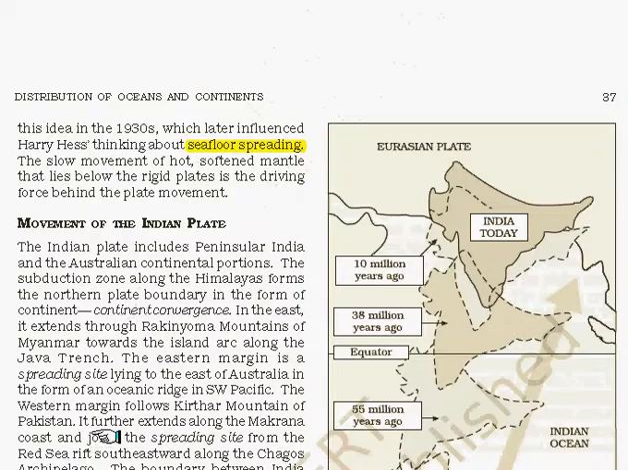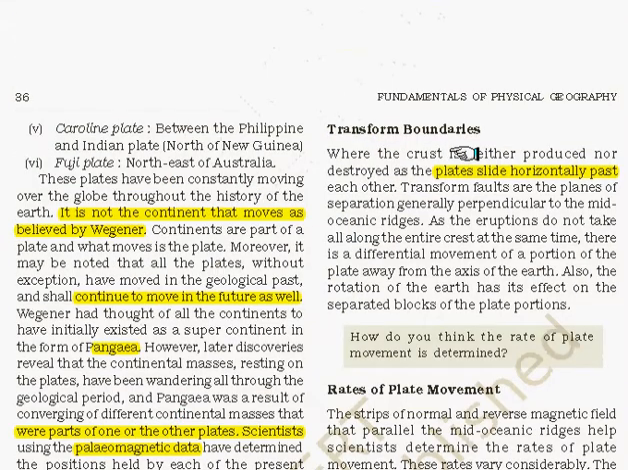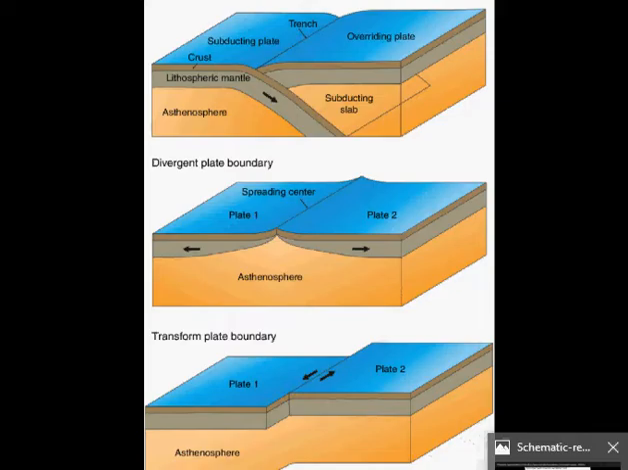And then the last one is the transform boundary. Here the crust is neither produced nor destroyed, but the plates slide horizontally past each other. So here in this diagram we can see that there was the convergent plate.